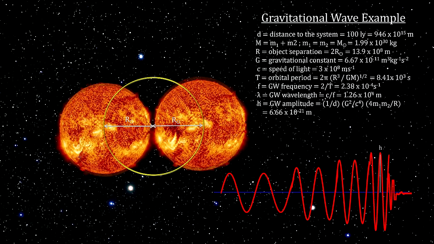Should this system ever reach the point where it is close to merging, we'd get the maximum gravitational wave amplitude. We find that the distance between their centers of mass is still way too large to produce a significant amplitude. This one is approximately the ratio of the width of a human hair to the distance to Alpha Centauri, 4 light-years away.